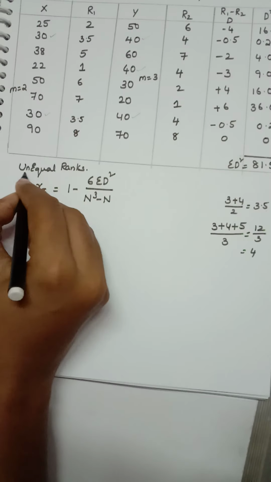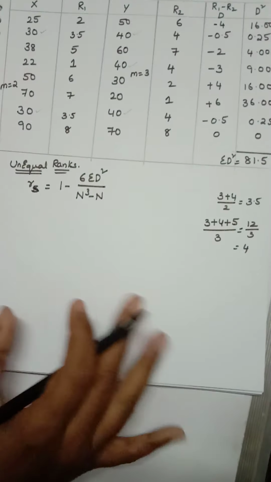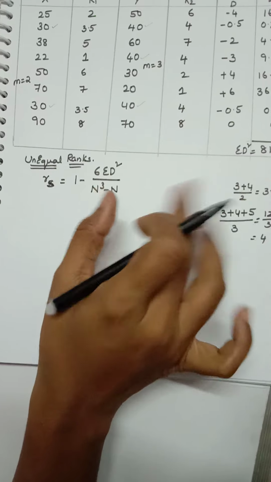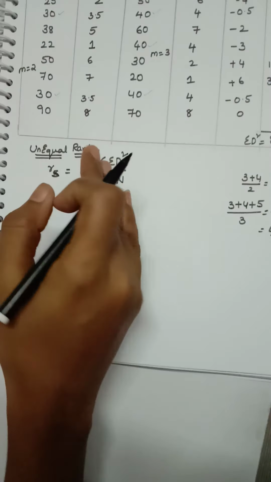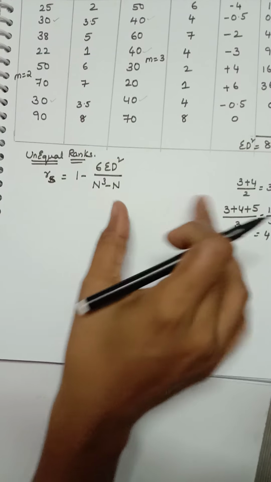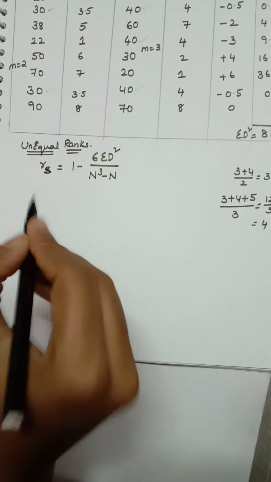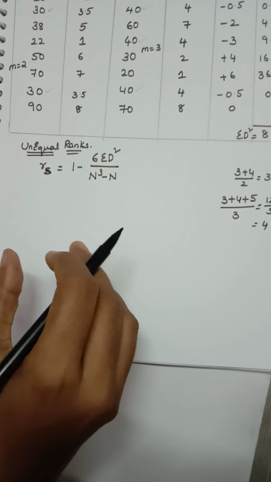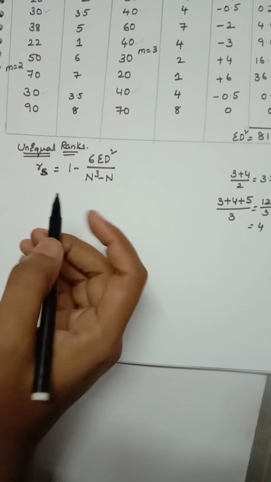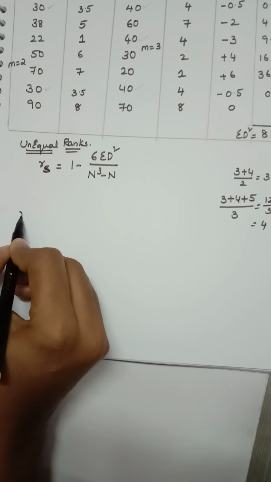But we are discussing equal ranks. Equal ranks is not a separate formula, it's an extension of the unequal formula. I will explain how to expand this formula when equal ranks are given. So as it is, you have to take it.